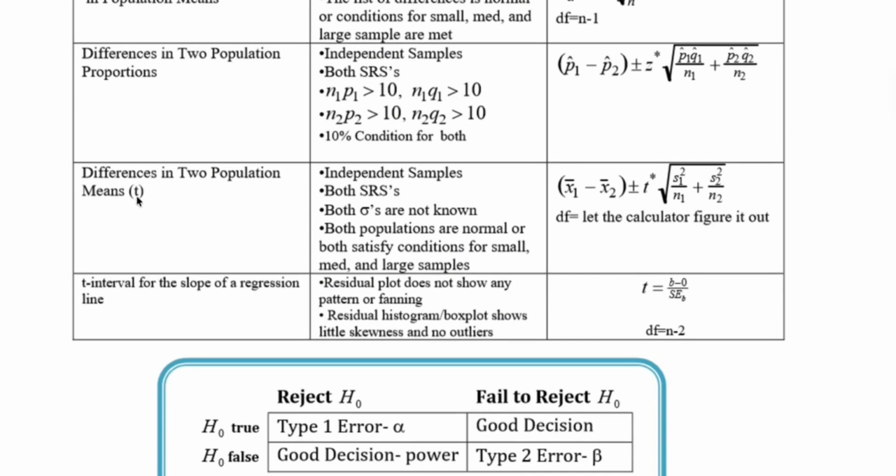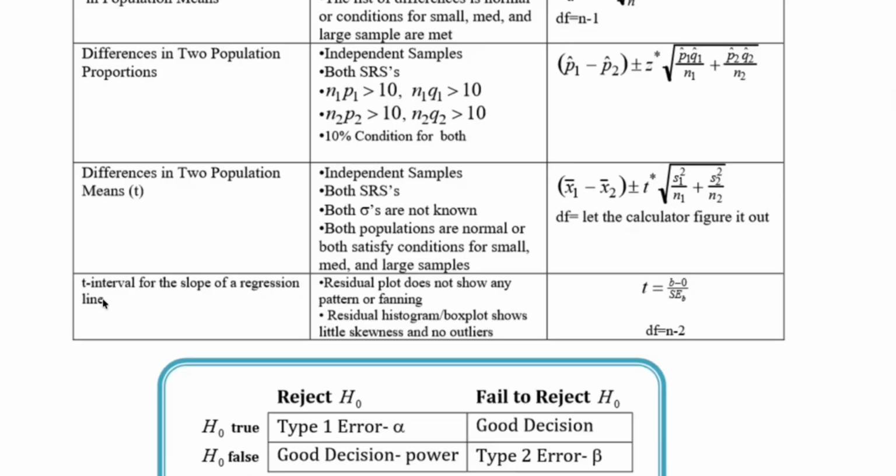Differences in two population means, or t, independent samples, both SRS, both standard deviations are not known, both populations are normal, or both satisfy conditions for small, medium, and large samples. We're going to use this equation. So notice it's pretty similar to the formula above, except we switch from z to t. For degrees of freedom, you should use the calculator to figure that out.